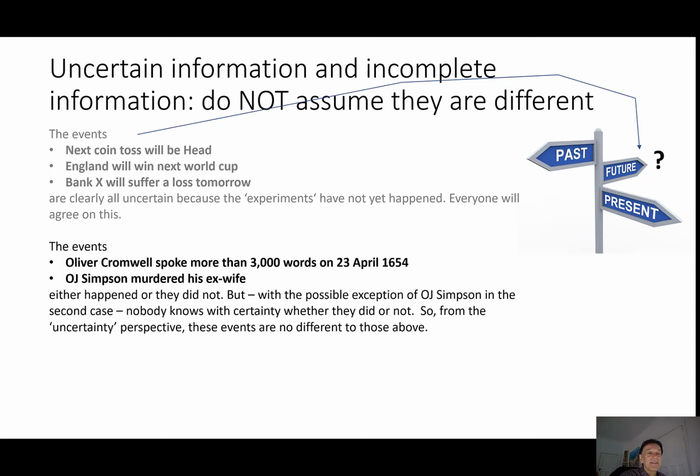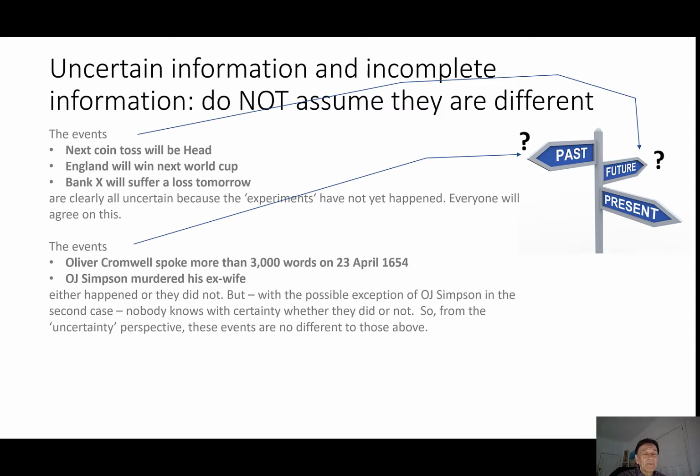But then the events like "Oliver Cromwell spoke that number of words" and "O.J. Simpson murdered his ex-wife" either happened or they didn't. But with the possible exception of O.J. Simpson in the second case, nobody knows with certainty whether they did happen or they didn't. So from an uncertainty perspective, although these events have already happened, they're no different to those above. They took place in the past, but because of our incomplete knowledge about them, they are still uncertain.